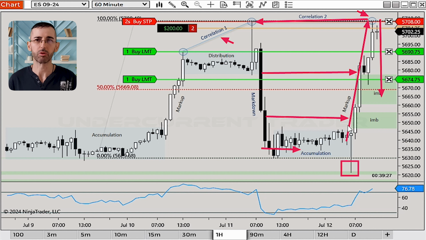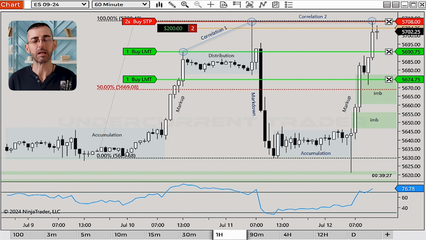So at this point, with the help of the 1 hour chart, we have been able to gain an understanding of the bigger picture, meaning we have a pretty solid idea of where the market is going after hunting liquidity above the 57.08 level.